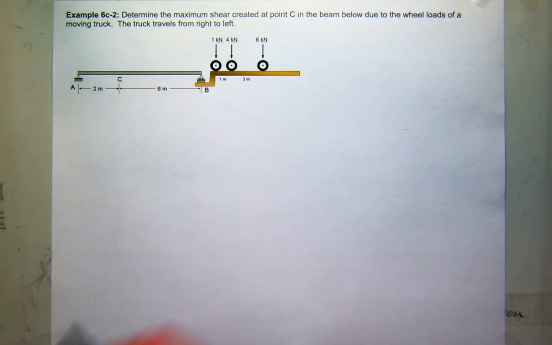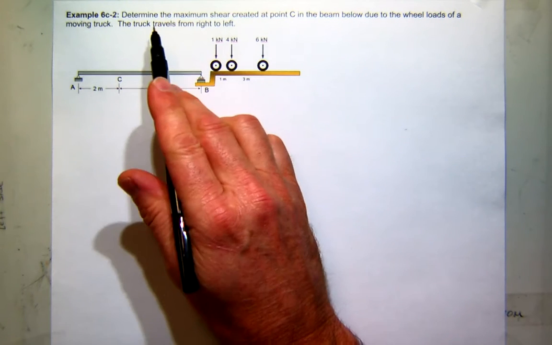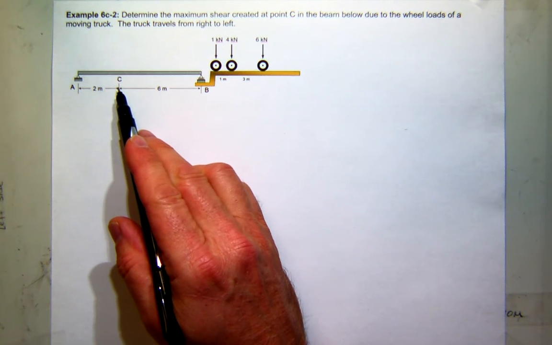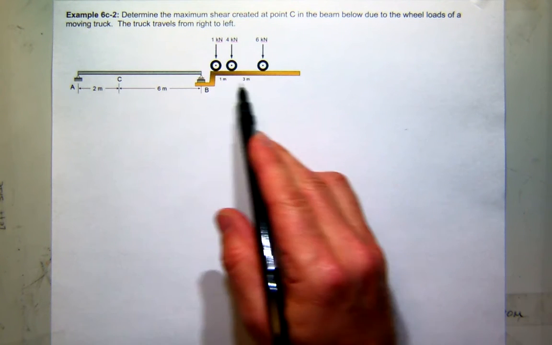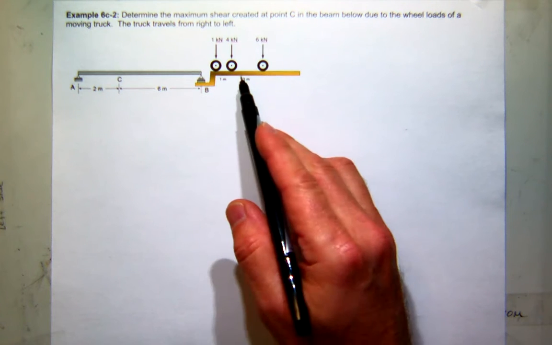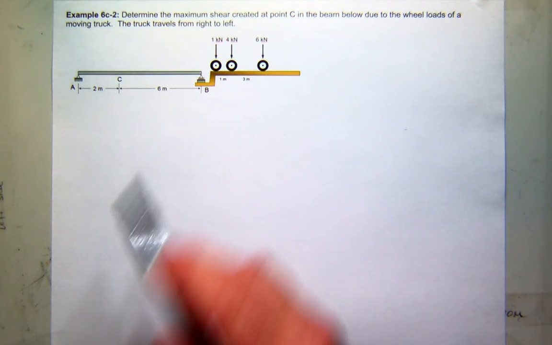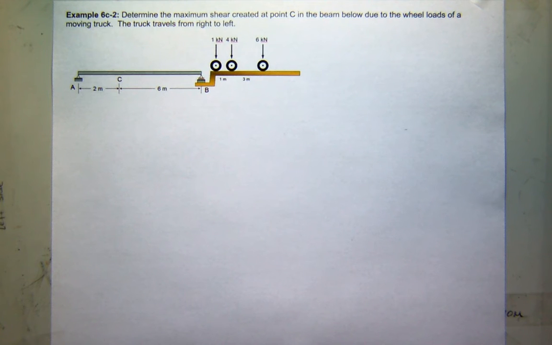So in this problem, you can see we want to determine the maximum shear at C, and C is a little off-center here, for this scenario of moving load. So I'm going to move from the right side to the left side, some kind of odd-looking truck contraption here.